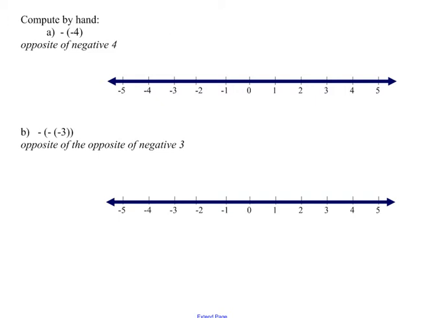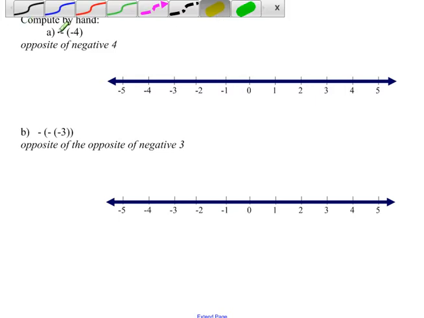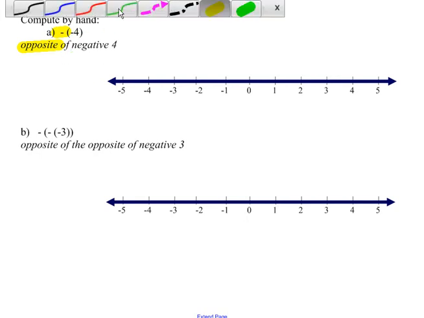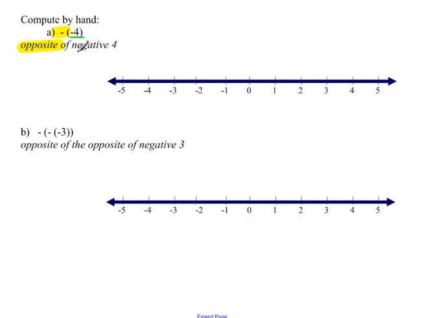Compute by hand the opposite of -4. So when we look at this problem, we want to think about the negative in front, meaning the opposite of, not minus or not negative, but opposite of. And the negative that's in there with the 4 is telling us that we want the opposite of -4.